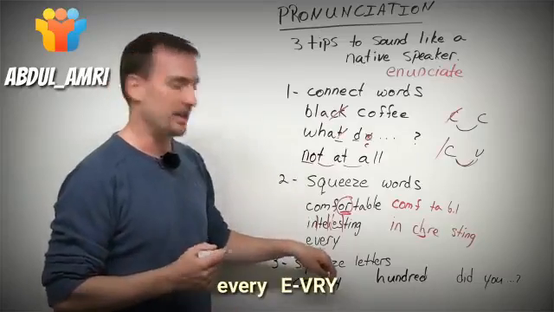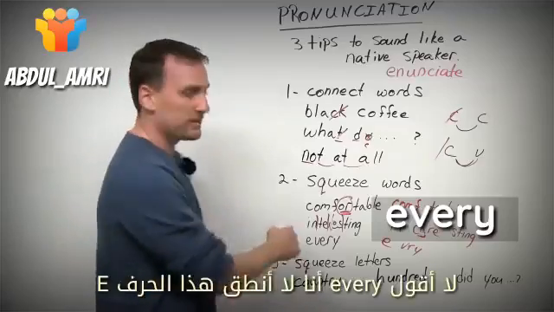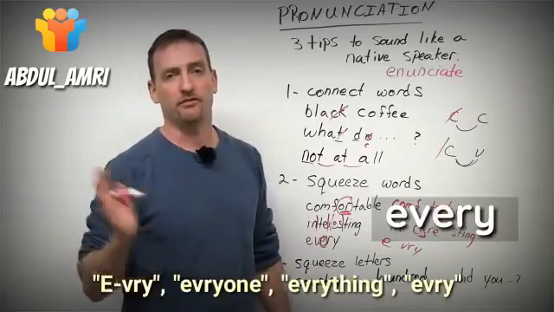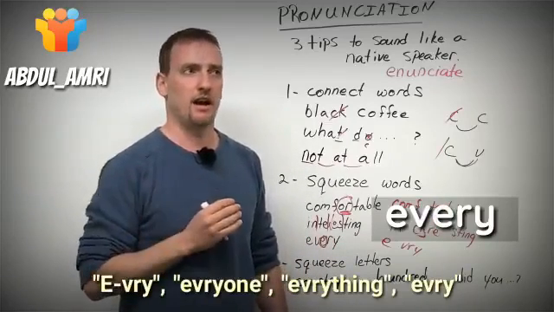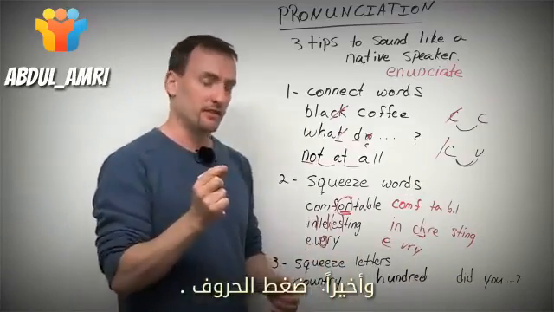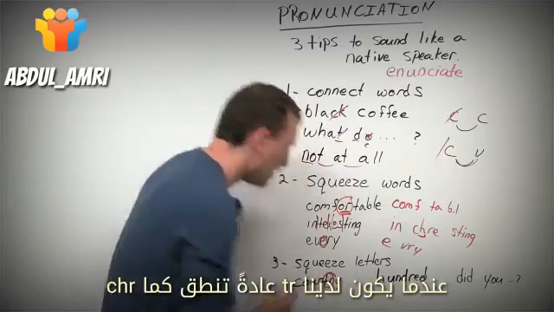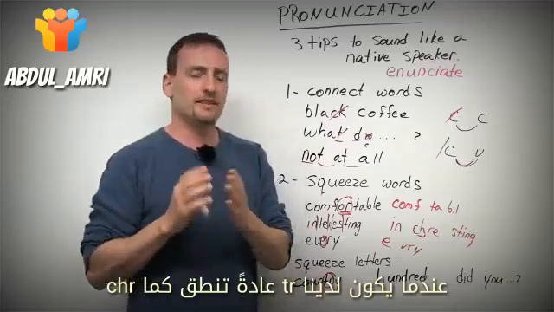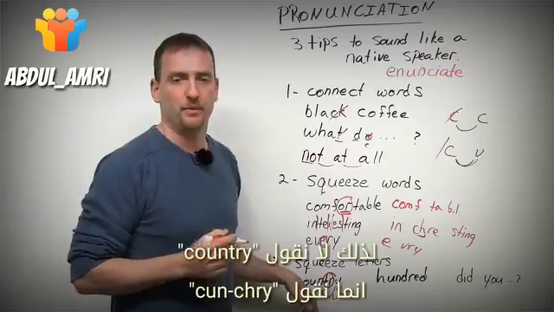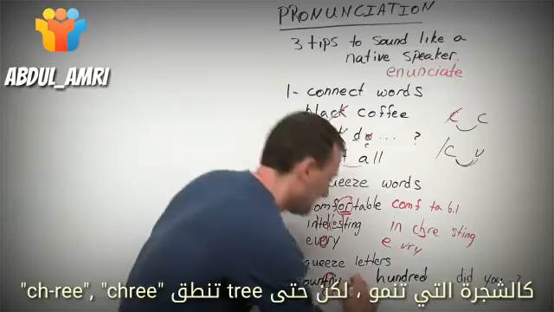Another word, every. I don't say every. I don't say this letter E. Every. Everyone. Everything. Okay? Last, squeeze letters. Now, this is particularly true for a few letters. When we have TR together, it usually sounds like CHR. So we don't say country. We say country. Like a tree that grows, but even a tree is tree.